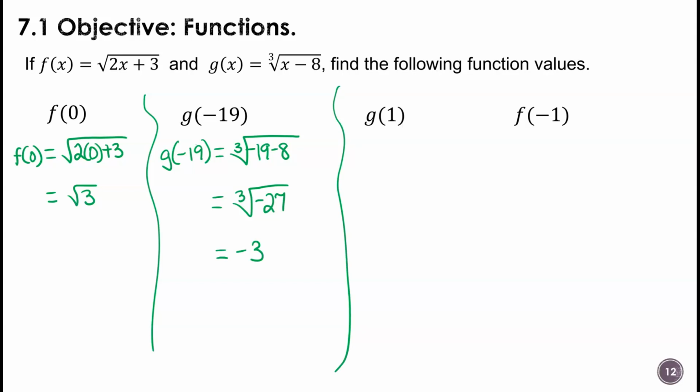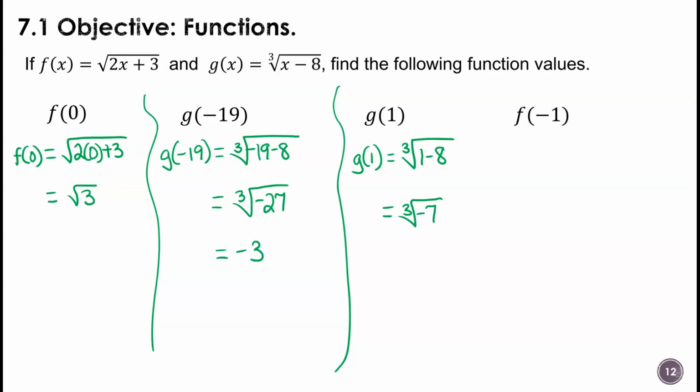Next, we're finding g of 1. So in the g function, we will substitute a 1. So that would be 1 minus 8. 1 minus 8 is negative 7, so it's the cube root of negative 7.